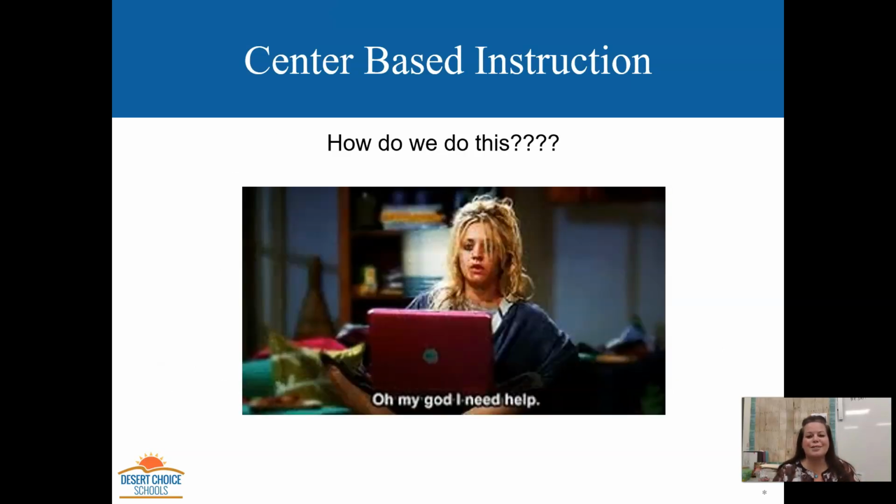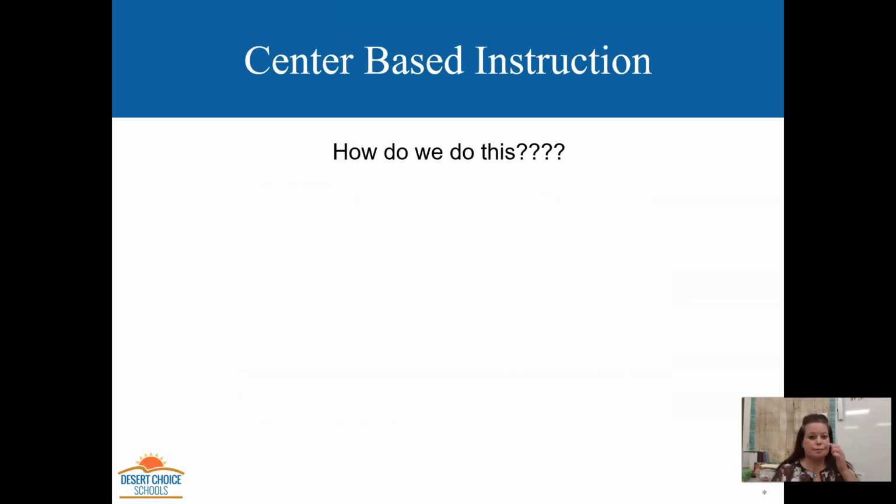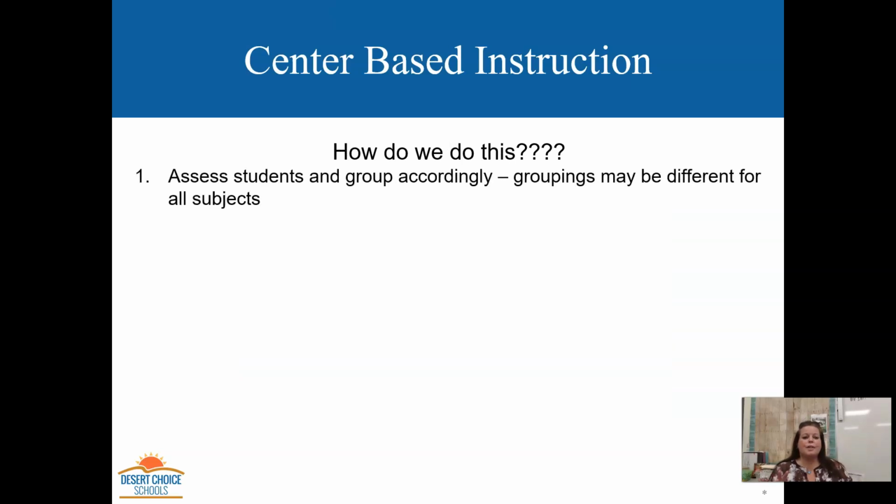Okay, so how do we actually do this? And you're probably thinking, oh my God, I need help. And it is challenging, and it is a trial and error process, okay? So don't freak out. I promise you. How do we do this? Okay, number 1, we need to assess students, and we need to group them accordingly. I usually group them academically. So group them by where they range in academics. So you might have a high group, a medium group, and a low group.